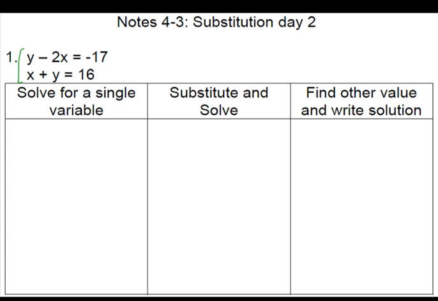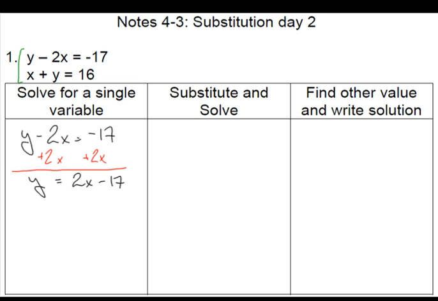I'm choosing the top equation, y minus 2x is equal to negative 17, and I'm going to isolate my y variable. So I'm going to add 2x to both sides. Put my equal sign. So I have y is equal to 2x minus 17. I can now use this to substitute into my other equation.